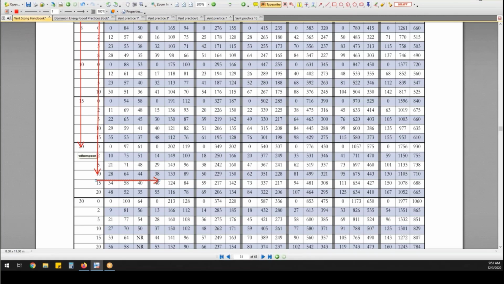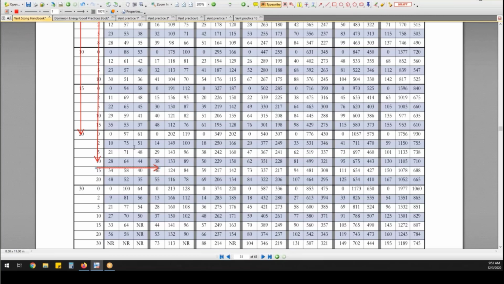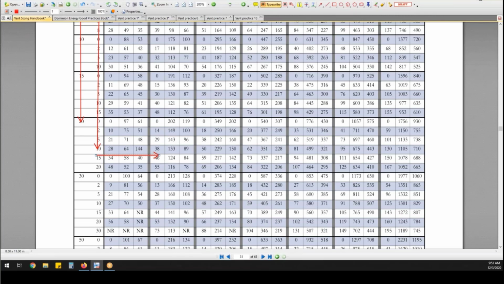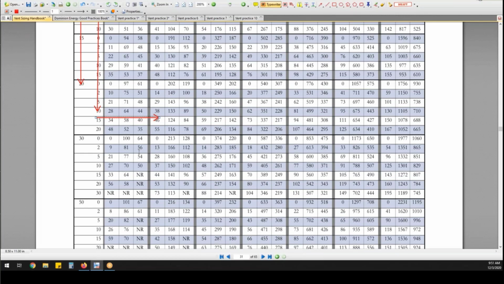So again, the taller the main stack, the better it vents. And if you just spend time looking at the charts, you'll see it. As you go higher with any given lateral, you have more capacity. But then when you start adding longer laterals, you start reducing capacity. Height, always go down. Lateral, always go up.